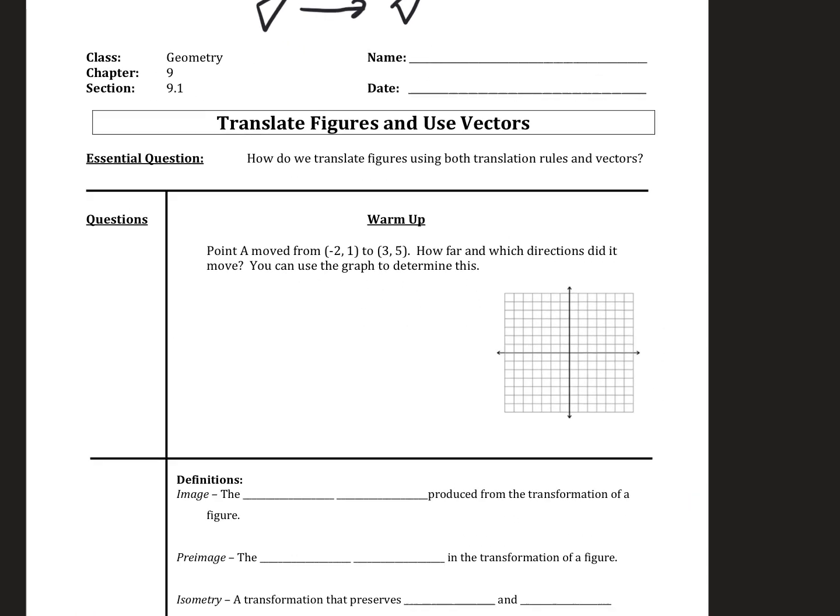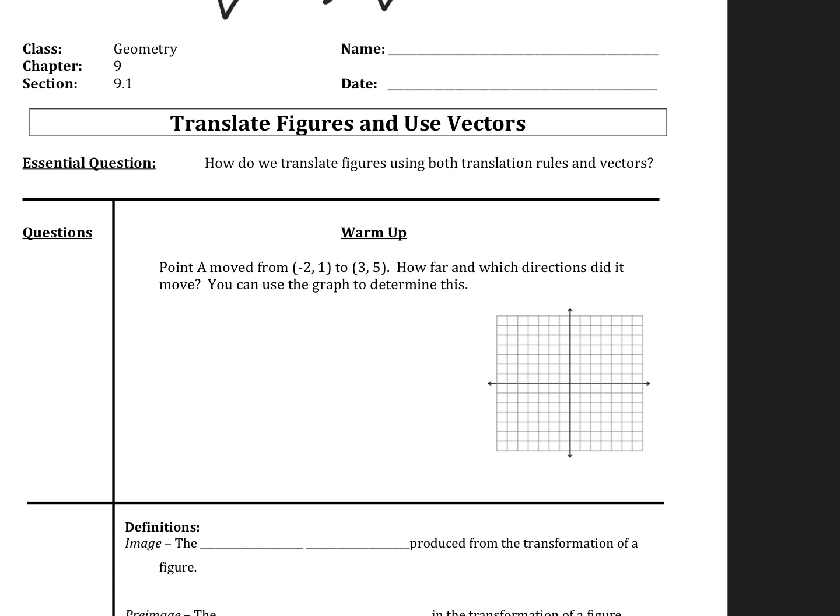Okay? All right, so we have a warm up here. It says point A moved from (-2, 1) to (3, 5). How far and in which direction did it move? You can use this graph to determine this. Why don't you go ahead and see if you can figure this out.